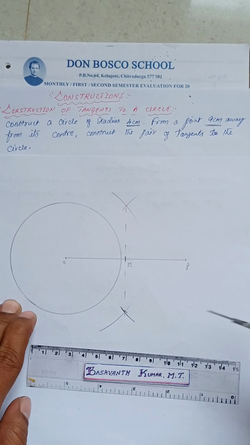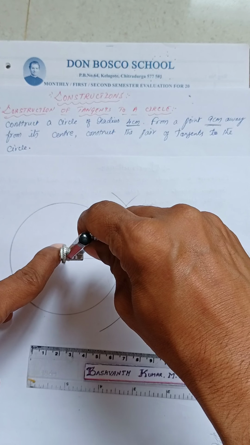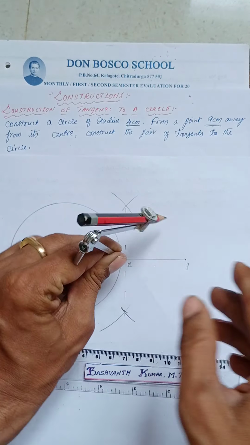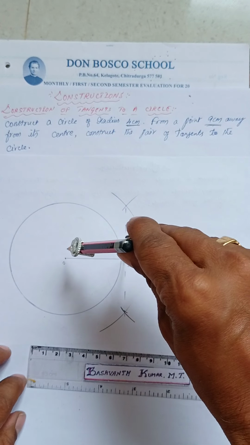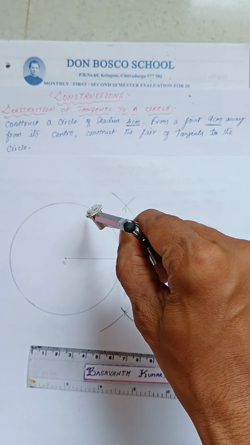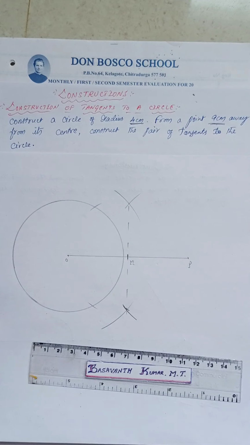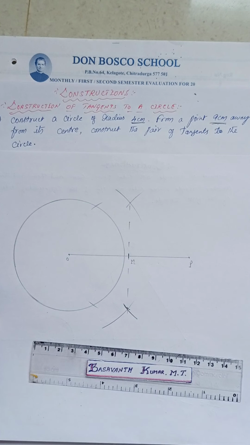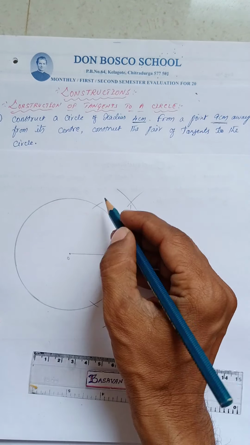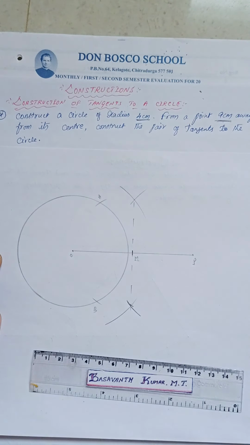Now with M as center and OM as radius, you can take OM or OP, both are the same because M is the midpoint. With OM as radius, cut the circle at two distinct points on either side. Since we have to get two tangents, a pair of tangents, you have to cut on either side of the circle. Let me call them A and B. A and B are the contact points on the circle.